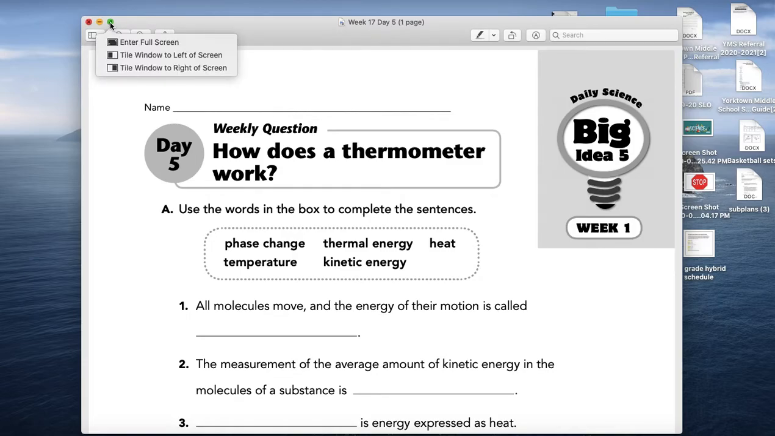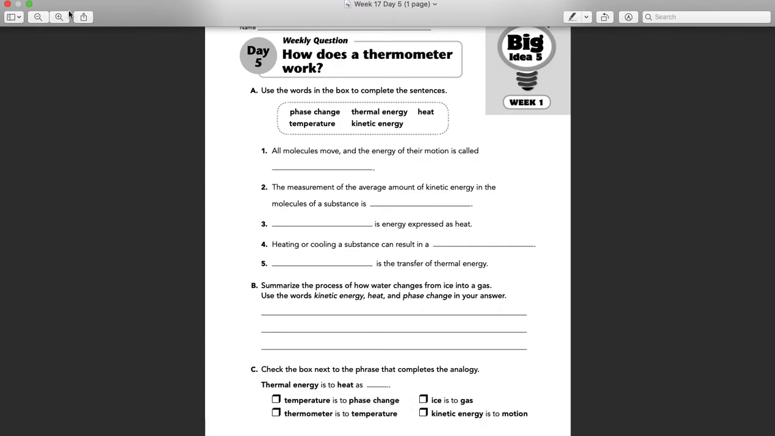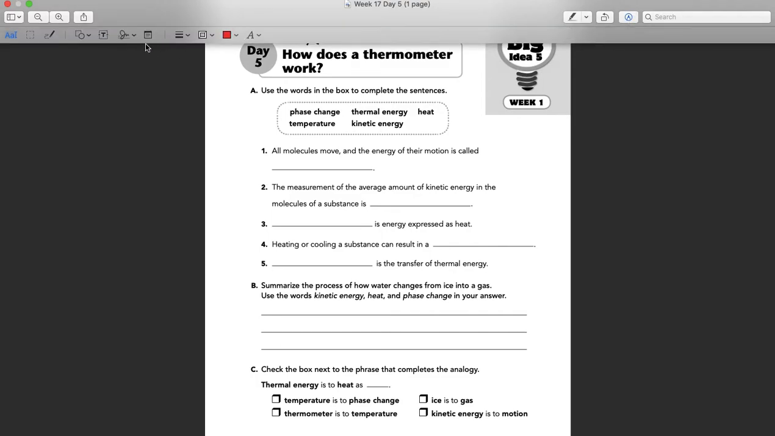Science Bellwork Week 17, Day 5. We have 3 parts here, A, B, and C. Part A looks like use the words in the word bank to complete each sentence.